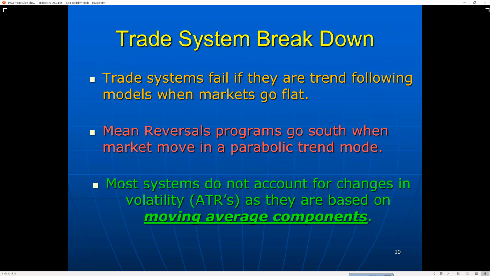Trade systems are going to fail, especially trend following models when the markets go flat and don't move. They're going to take breakouts. A lot of different trading strategies and systems were breakout models. Mean reversal, what does that mean? The market goes up, it's too far from a moving average, and someone wants to sell short.